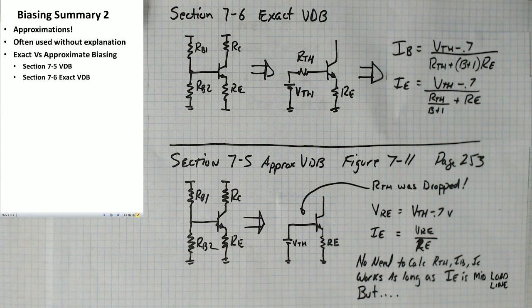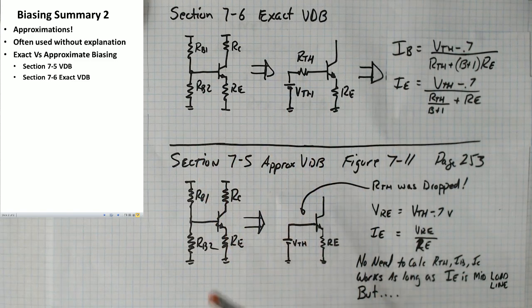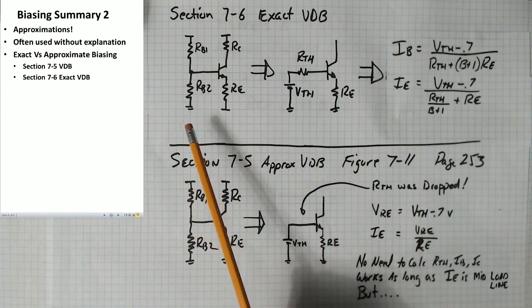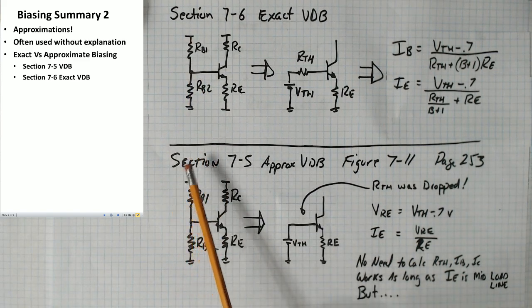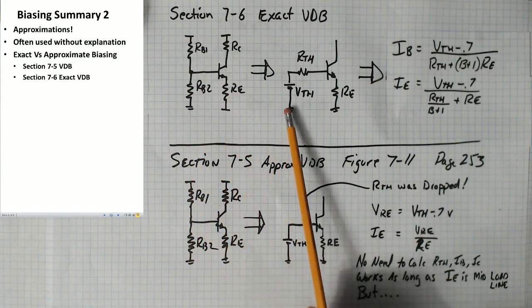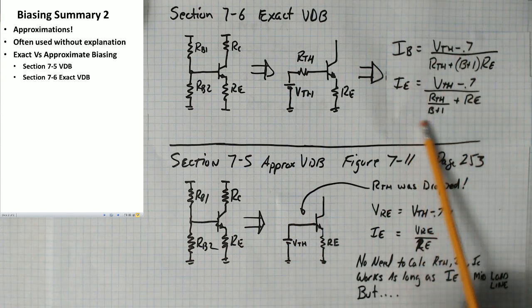A good example of that is sections 7.5 and 7.6, where there's voltage divider bias and exact voltage divider bias. What's the difference between those two? Well, in an exact voltage divider bias, and this is the one that I usually like to use, and I'll explain why in a minute, we take these two resistors and we Thevenize them, and we find the Thevenin voltage here, and we turn that into a base drive circuit. And then we solve for IB or IE using the standard formula.